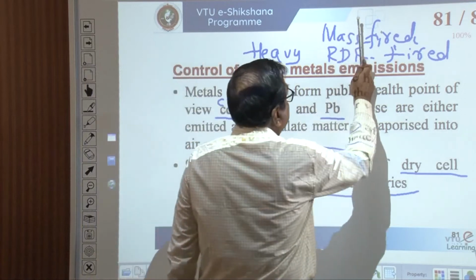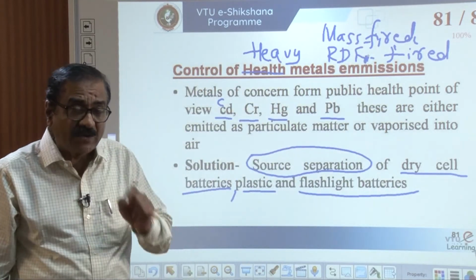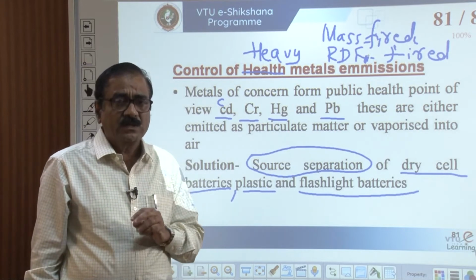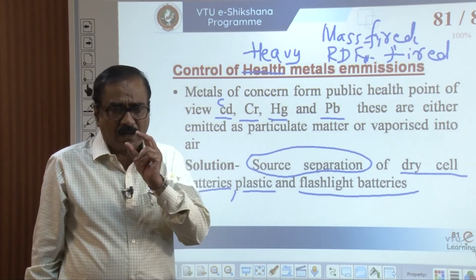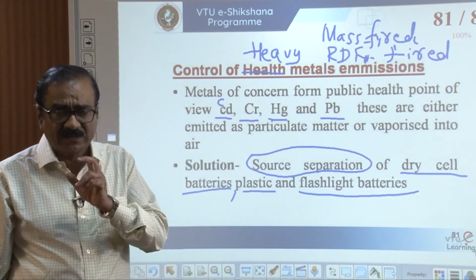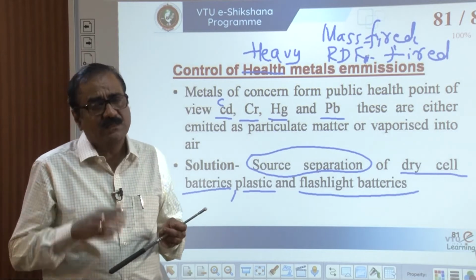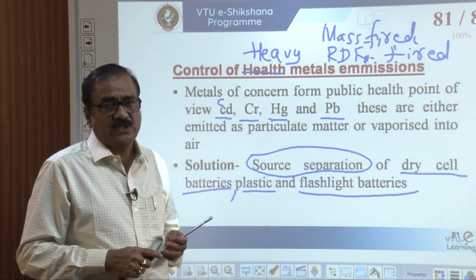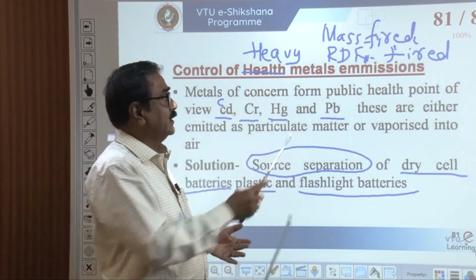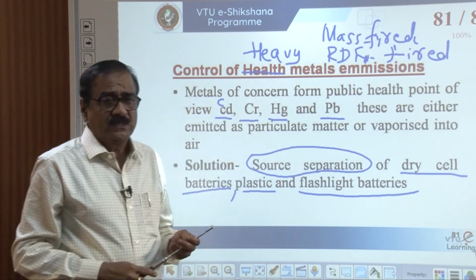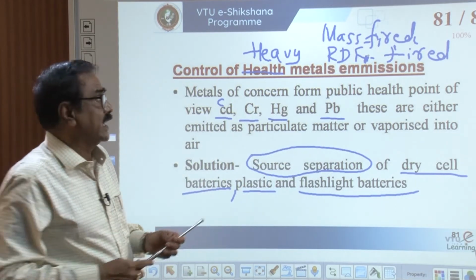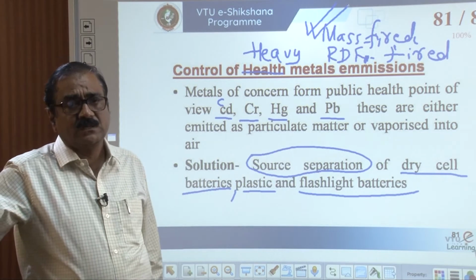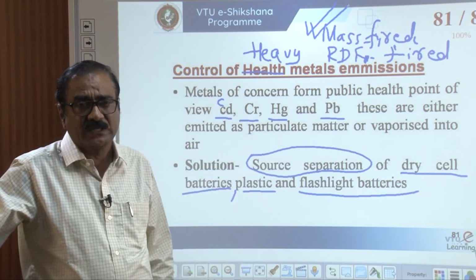Whereas RDF fired is refuse derived fuel. Organic fraction of the municipal solid waste can be converted into compact densified cubes or pellets or bales, something like that, containing a lot of energy. So that is a very specific auxiliary fuel. Sometimes densified RDF we use as an auxiliary fuel. That is a very costly technique, and this is not economical, particularly for municipal solid waste management, and thus mass fired combustion or incineration is very popular, and you have to study that in detail.